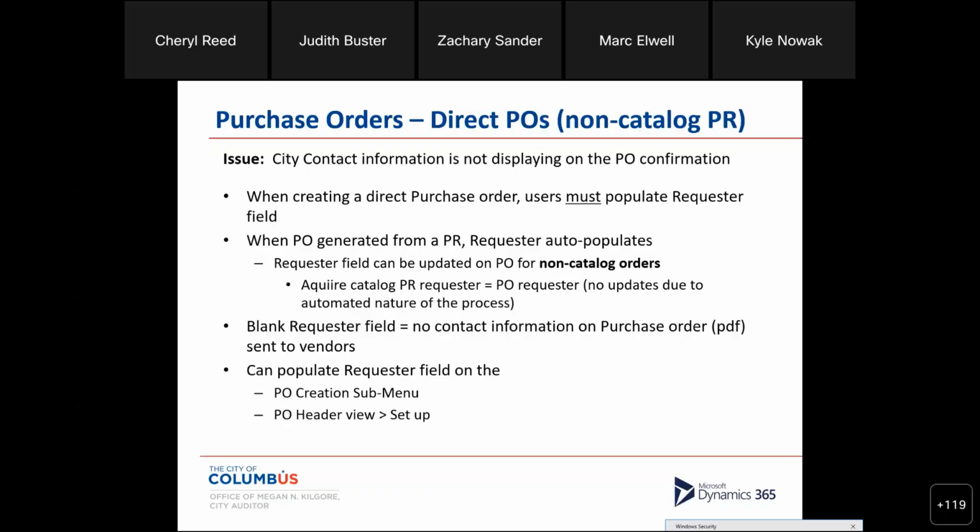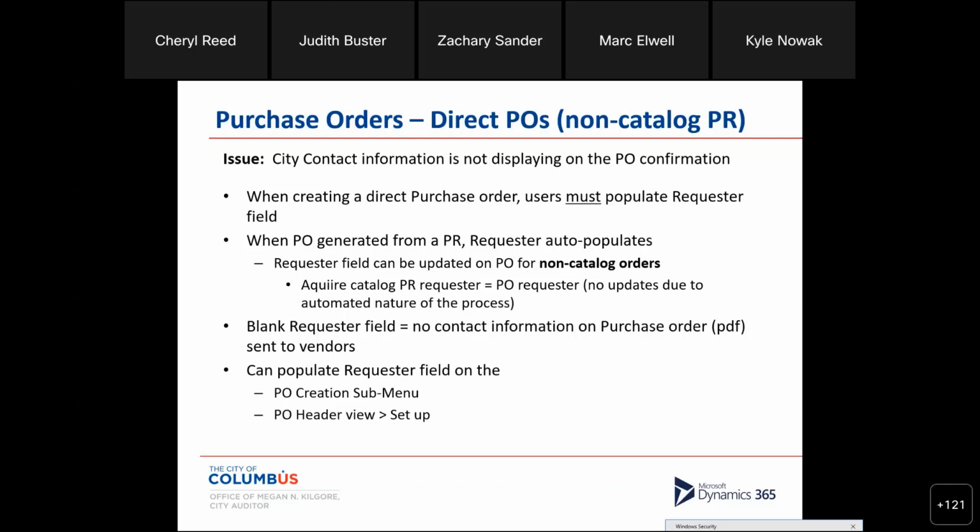So there's a couple variations though. If you're creating a PO that's been generated from a PR, for whatever reason, D365 auto-populates that requester field, right? So that requester field can be updated if you're doing a non-catalog order, or if it is a catalog order, that PO requester, obviously we don't touch that due to the nature of the process. So the primary reason that we see information not displaying on the PO is our non-catalog orders, right? And this requester field not being completed.